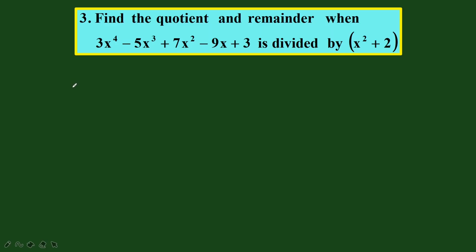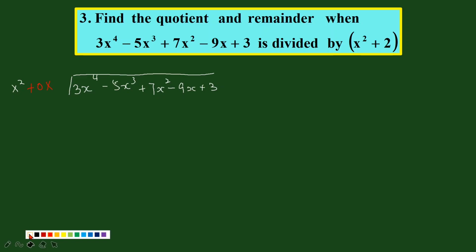In this question number 3, we have 3x to the power of 4 minus 5x cubed plus 7x squared minus 9x plus 3. And all of this will be divided by the polynomial x squared plus 2. Okay, the divisor will be x squared plus 2. But however, I'm going to add something in there. So I'm going to add plus 0x. The reason I do that is so when I multiply in the numbers, we will make less mistakes. We will try to avoid missing any of those degrees of x.